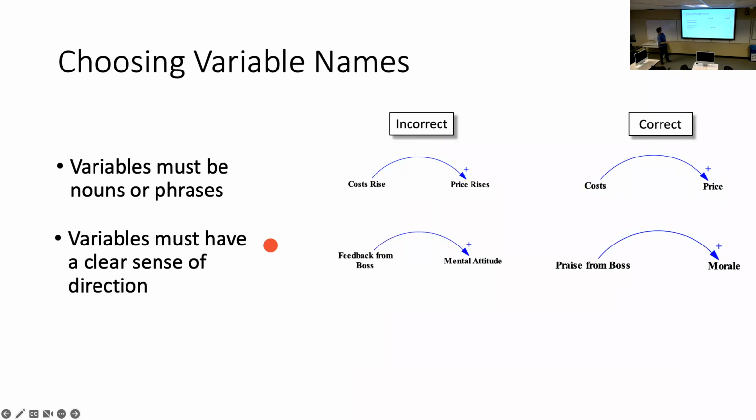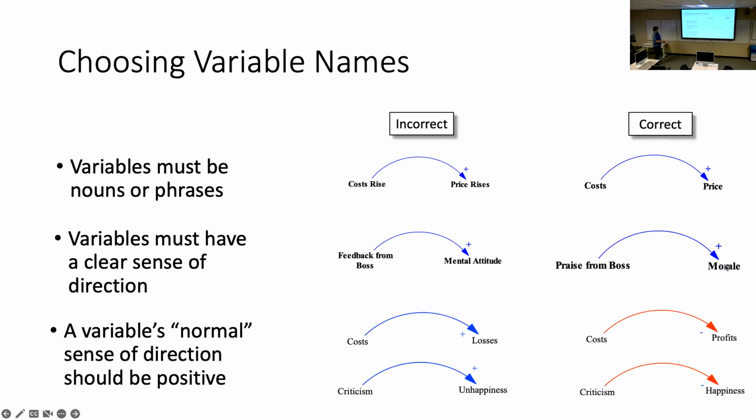And we want to make sure they have a clear sense of direction. So just saying feedback and attitude, those aren't clear in what the direction is, but praise is clearly measurable. There's no argument of which direction's which, and morale also has a direction. And the normal sense of direction, and this is less important, but this is a convention that we try to make the normal sense of direction to be positive. So instead of saying losses, it's better to say profits.